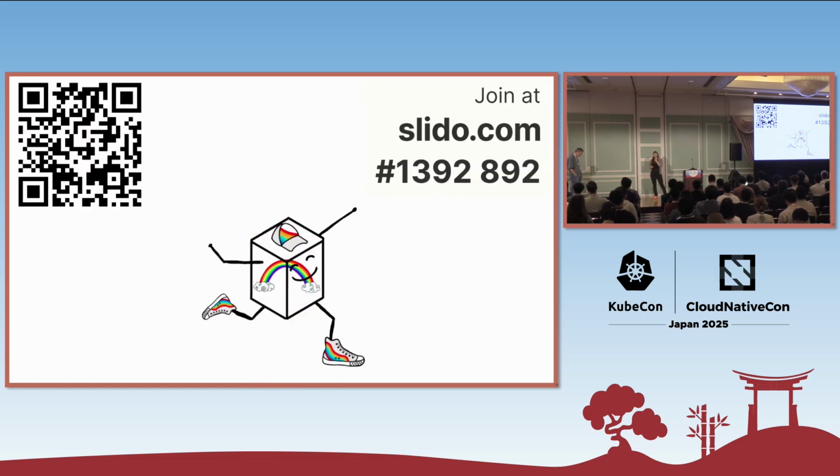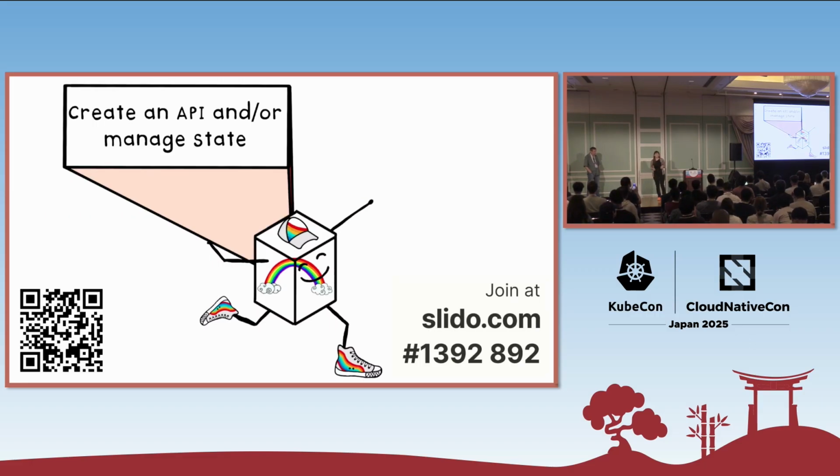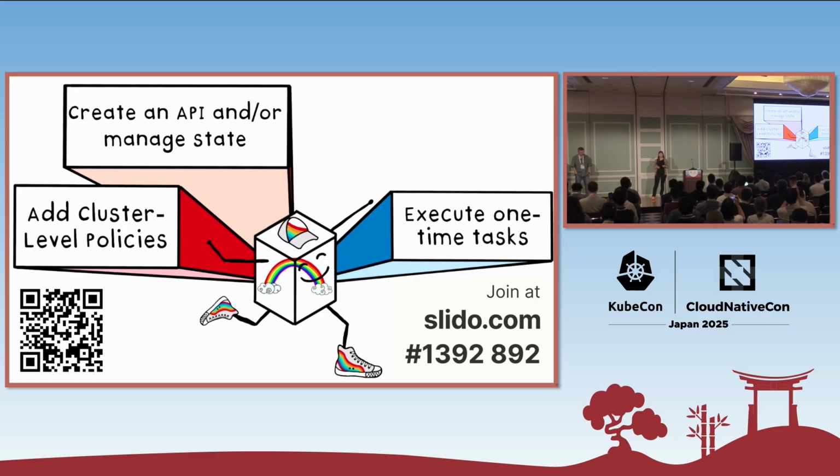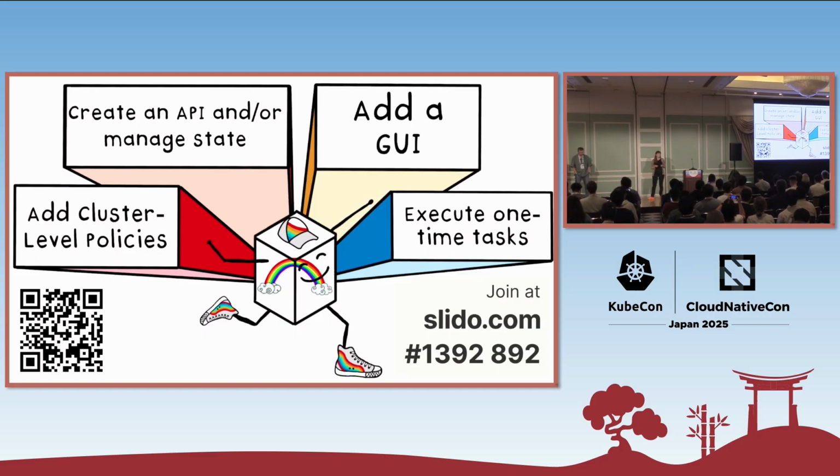So now, with the 25 minutes left in this talk, we are going to build a platform live here for you, and you're going to choose what technologies we use to do it. We're going to go through 4 system design choices. We're going to choose a technology for API and state management. We're going to choose a technology that adds cluster level policy to our platform. We're going to choose one that executes one-time tasks. And then finally, we're going to choose a graphical user interface for our platform.